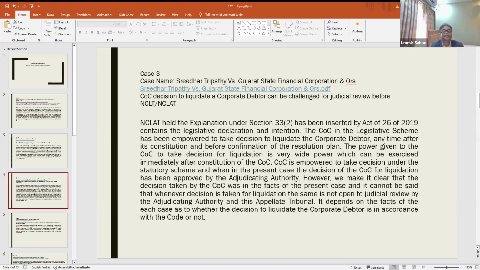So the reasons given for agenda item number 1 make it clear that the COC says the corporate debtor has not been functioning for 9 years.